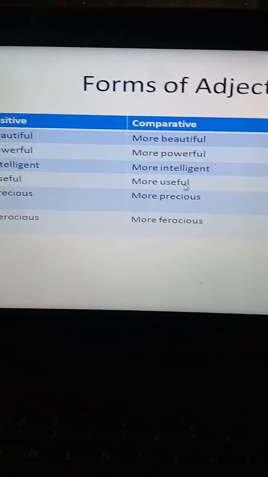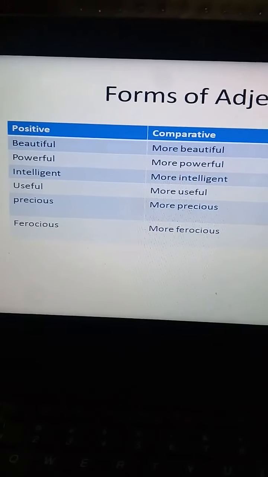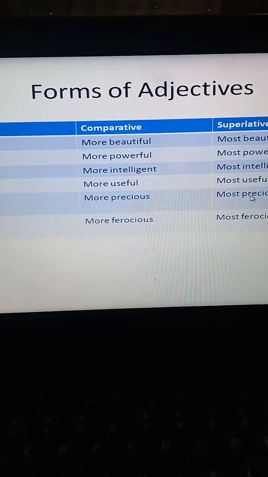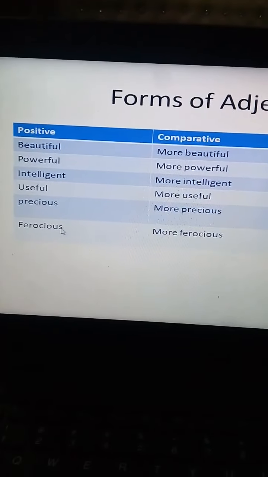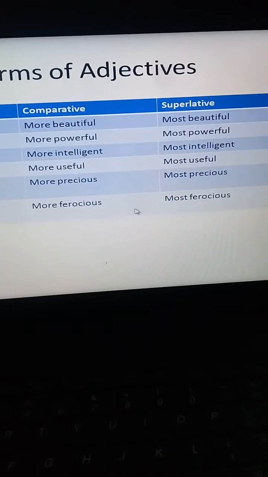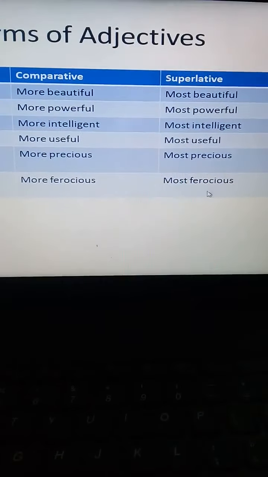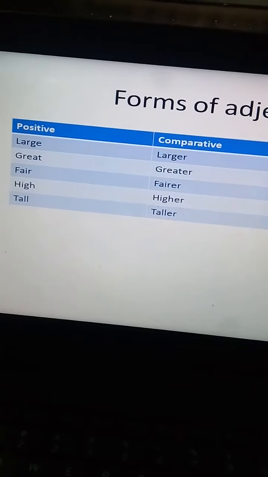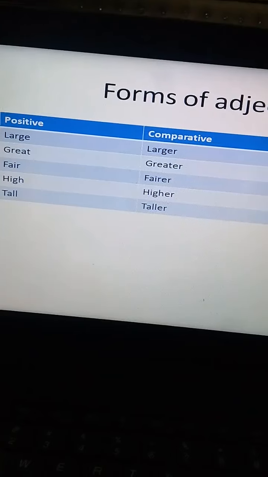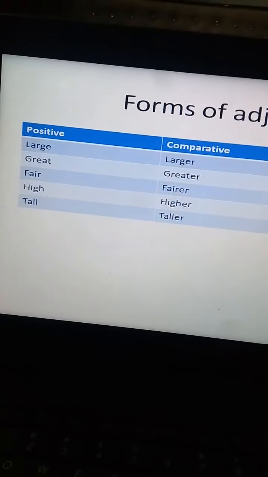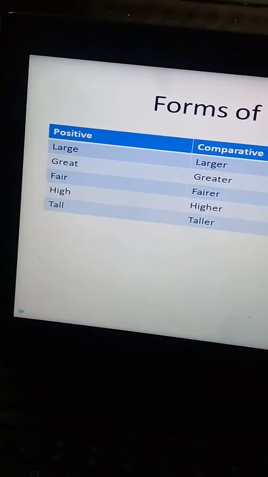Useful is more useful and most useful. Precious is more precious and in superlative degree is most precious. And ferocious, positive degree, comparative degree is more ferocious and superlative degree is most ferocious. Okay. Now there are some other adjectives that are very common. I have just written some of them for you.